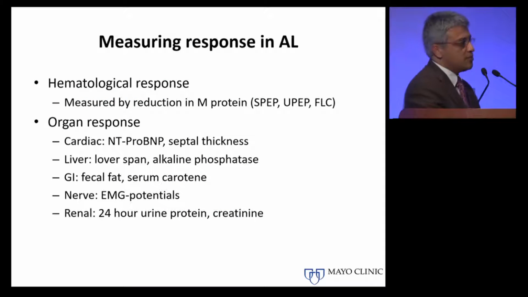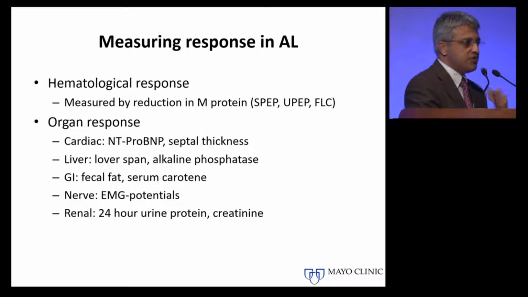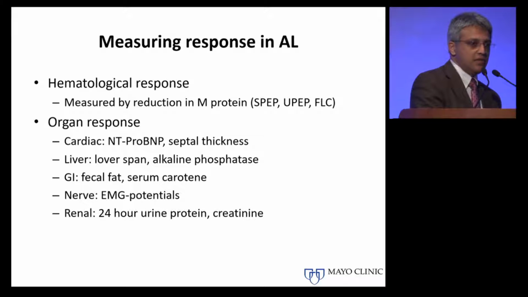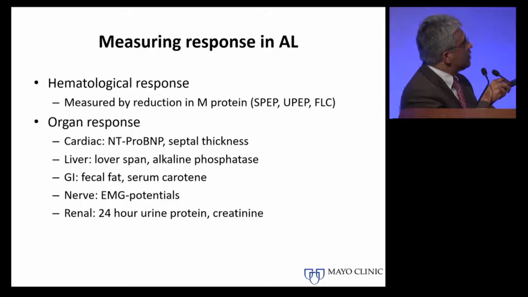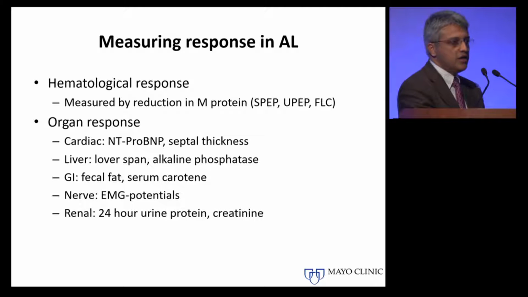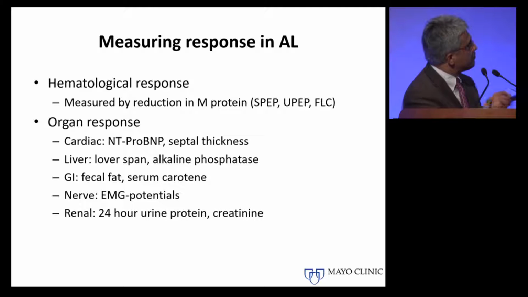So let's first talk about how do we know that the treatment is working in these patients, right? So as I said, the first approach is to try and get rid of the plasma cells. So there's no light chain, so the amyloid fibril cannot form. So an obvious way to assess that response is to make sure the light chains are actually going away. So the hematologic response happens very early on, and that can be measured by looking at the monoclonal protein, primarily the light chain by the free light chain assay.